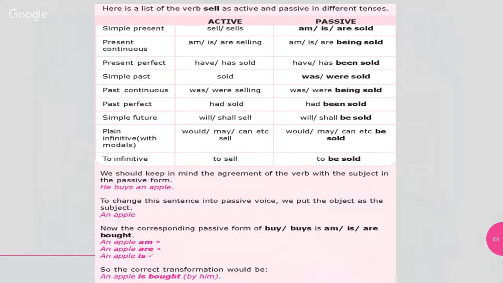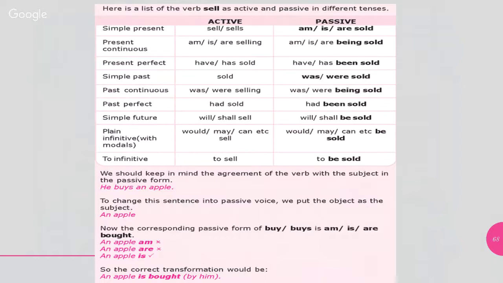Simple past: sold; passively was sold, were sold. Past continuous: was or were selling; was or were being sold. Past perfect: had sold; had been sold. Simple future: will or shall sell; will or shall be sold. Infinitive: to sell; to be sold.